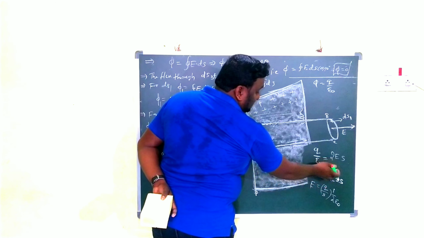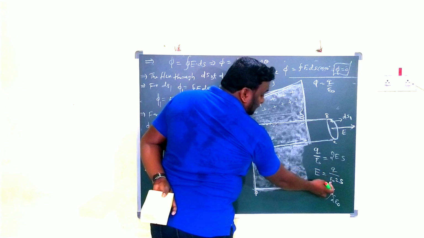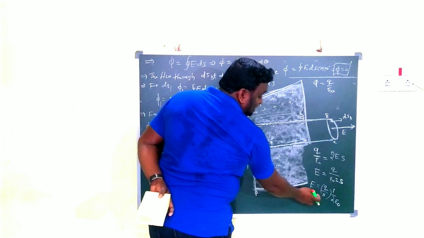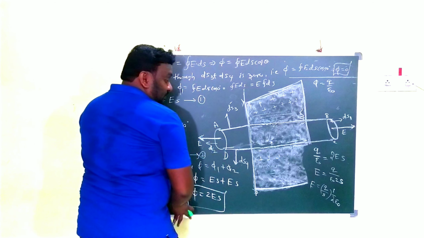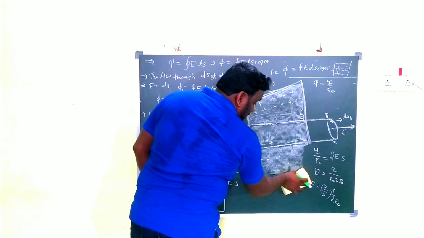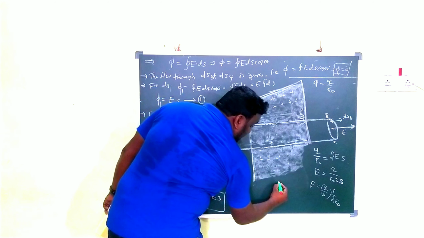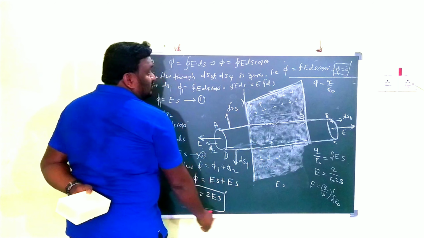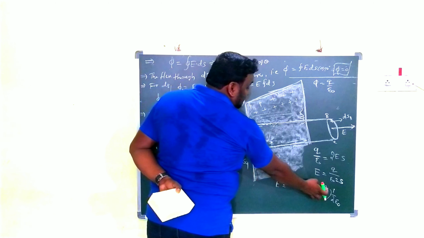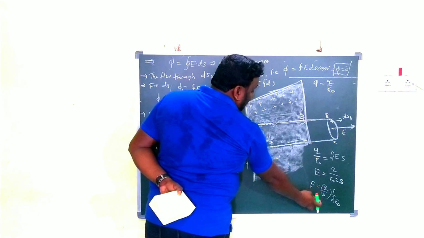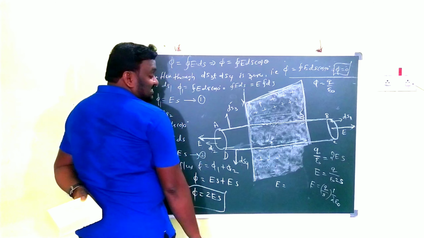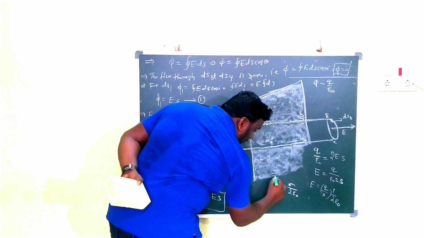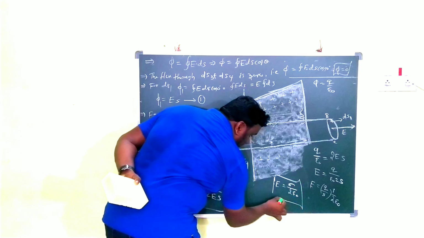That's why we are bringing 2S this side. Then Q by epsilon naught into 2 into S. Then what you get? E is equals to Q by S into 1 by 2 epsilon naught. Then what is meant by Q by S? I told you, what is that? Charge available in particular area. What do we call? Surface charge density. Then E is equals to sigma by 2 epsilon naught.